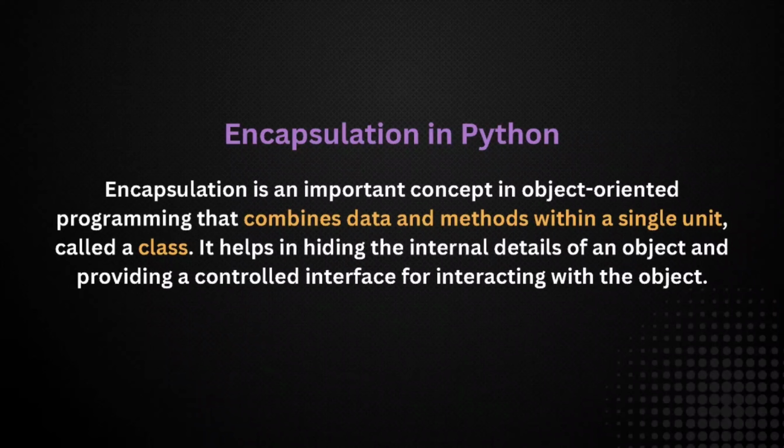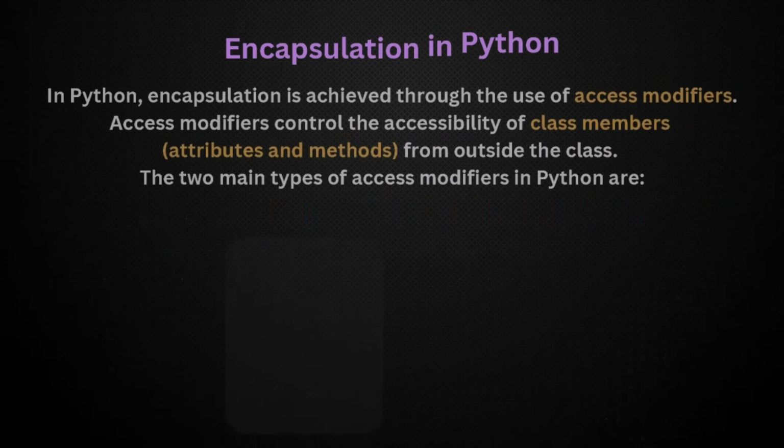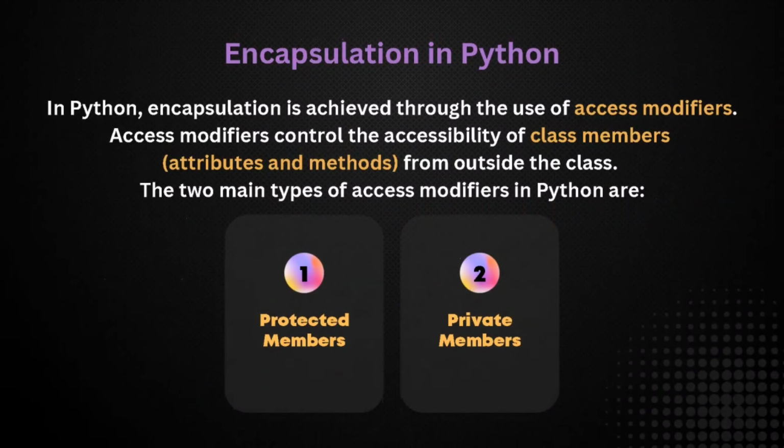Now let's understand what is encapsulation in Python. So this is also a very important concept in object-oriented programming that combines data and methods within a single unit called a class. So basically when you use a class, you are using the encapsulation technique. It helps in hiding the internal details of an object and providing a controlled interface for interacting with the object. Now let's see how to achieve encapsulation.